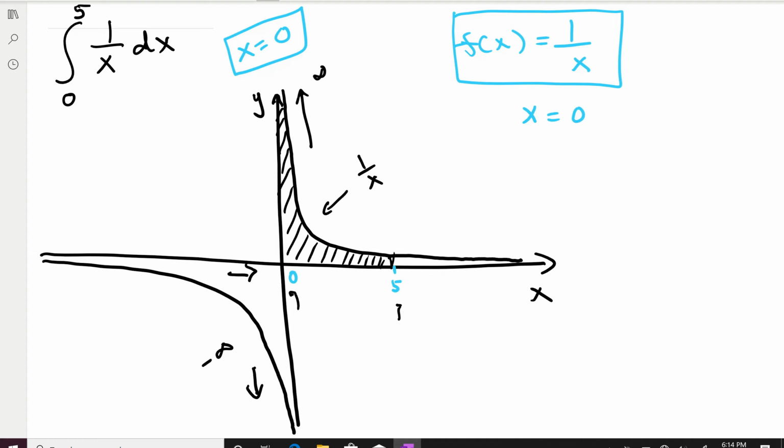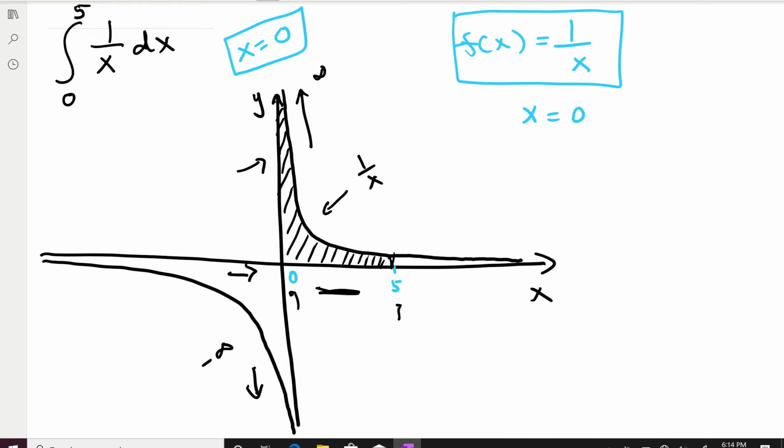Now there's no problem with the lower boundary because between 0 and 5, it's finite. But along the y-axis, you can see the region seems to be extremely large, or at least it's going on forever, right? Not extremely large, but it's going on forever, right? So again, someone might think that it's impractical to talk about the area of this region.